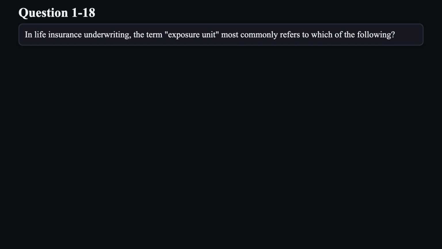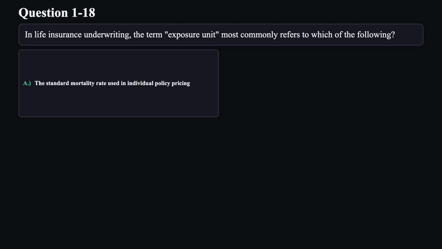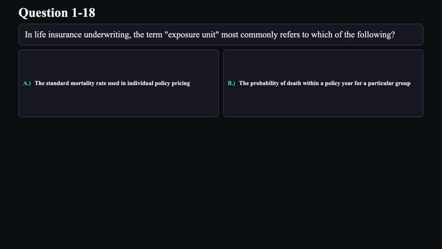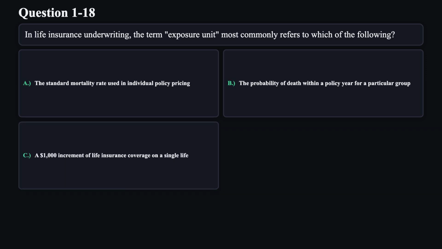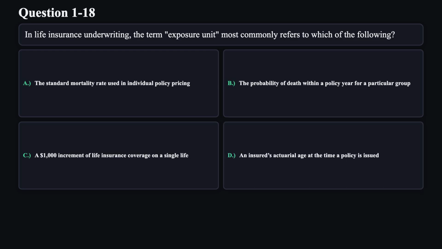Question 18. In life insurance underwriting, the term exposure unit most commonly refers to which of the following? A, the standard mortality rate used in individual policy pricing. B, the probability of death within a policy year for a particular group. C, a $1,000 increment of life insurance coverage on a single life. D, an insured's actuarial age at the time a policy is issued.